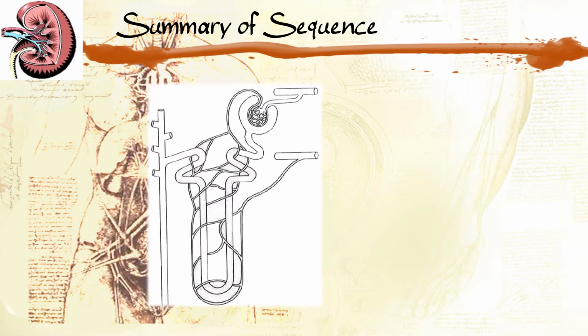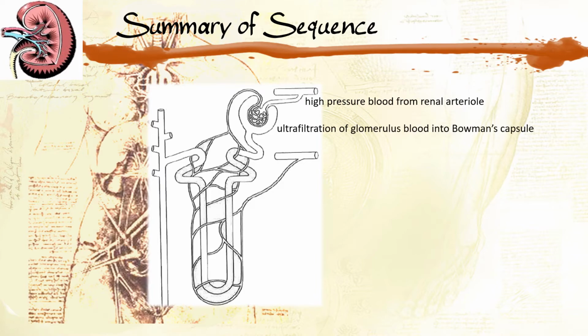So just to summarize the sequence of events, high pressure blood will come in from the renal arteriole. This will result in ultrafiltration of the glomerulus blood into the Bowman capsule. Now, not all of the blood is being filtered out. Only small molecules will pass through the capillary as well as the basement membrane and get filtered out into the Bowman capsule. And of course, water will be filtered out as well.